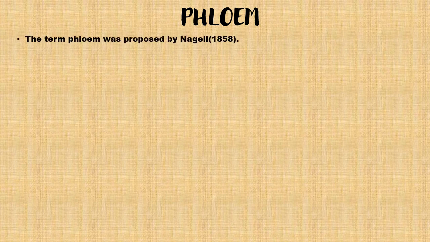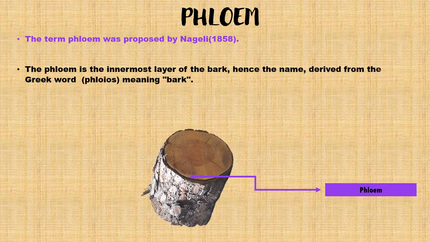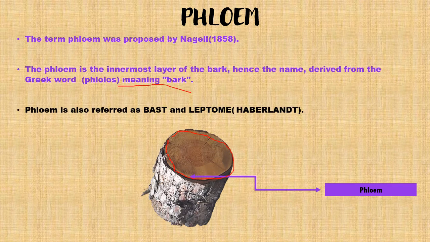Let us look at some facts about phloem. The term phloem was proposed by Nageli in the year 1858. Phloem is derived from a Greek word phloios, meaning bark. So phloem is the innermost layer of bark. The other names of phloem are bast and leptum. The word leptum was coined by Haberlandt.